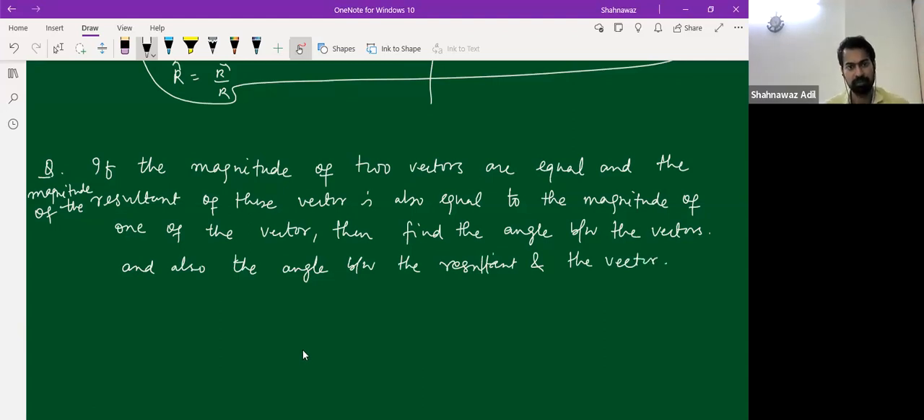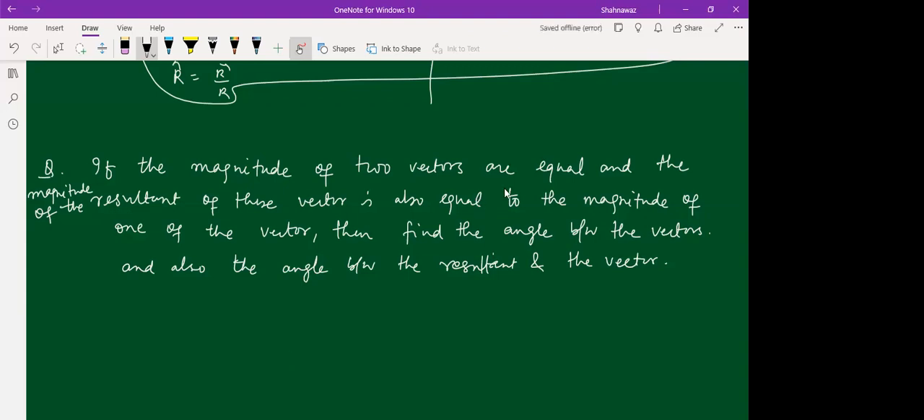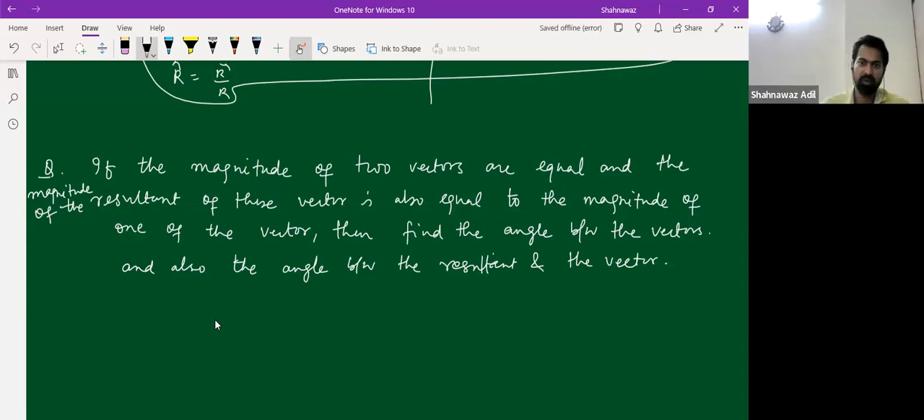Understood, guys? Yes, sir. So the magnitudes are given and are equal. And there is also this condition that the magnitude of the resultant of these two vectors is equal to these magnitudes. So this is the condition that is given. And then we have to find the angle between these two vectors. So what is given? A is given, B is given, and R is given. Right? And we have to find what?